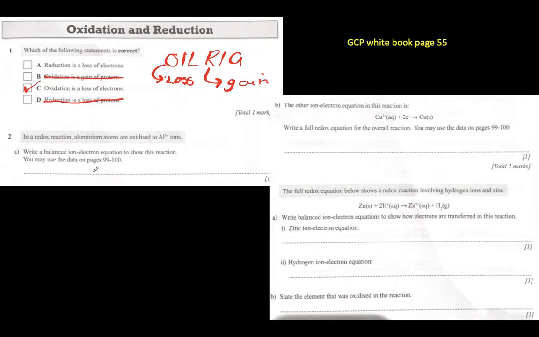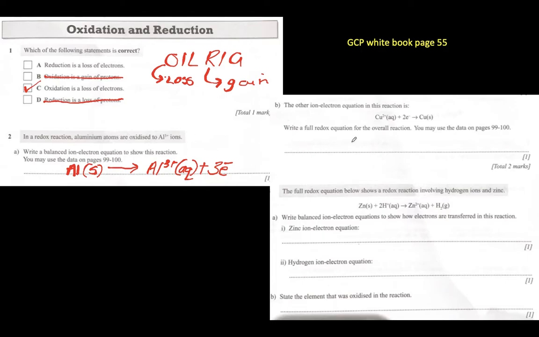Question 2. In a redox reaction, aluminium atoms are oxidised to aluminium 3 plus ions. Write a balanced ion-electron equation to show this reaction. You may use the data on pages 99 to 100. Now, you don't need to use that, you should have a data booklet. So you should see from your data booklet that our aluminium atoms, Al, become Al 3 plus ions, and in the process of doing so, they lose 3 electrons.